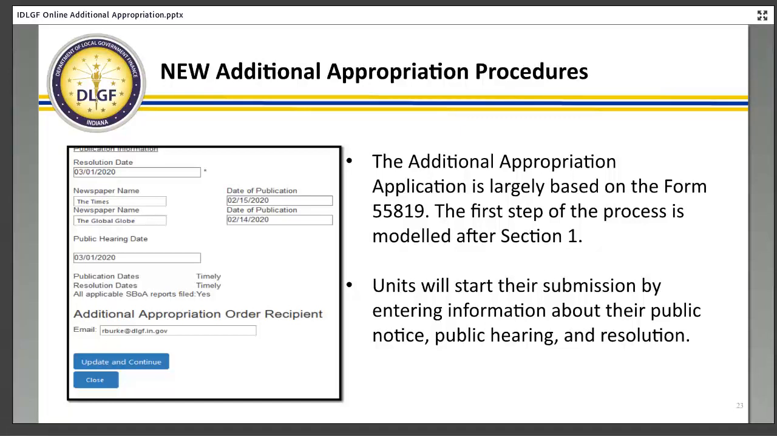In the application, the first step is modeled largely after Section 1. This is where the unit will submit to the department information about when the board action or when the resolution was adopted. They will include when they advertised, the newspaper names and the date of the publication. It will include the public hearing date.